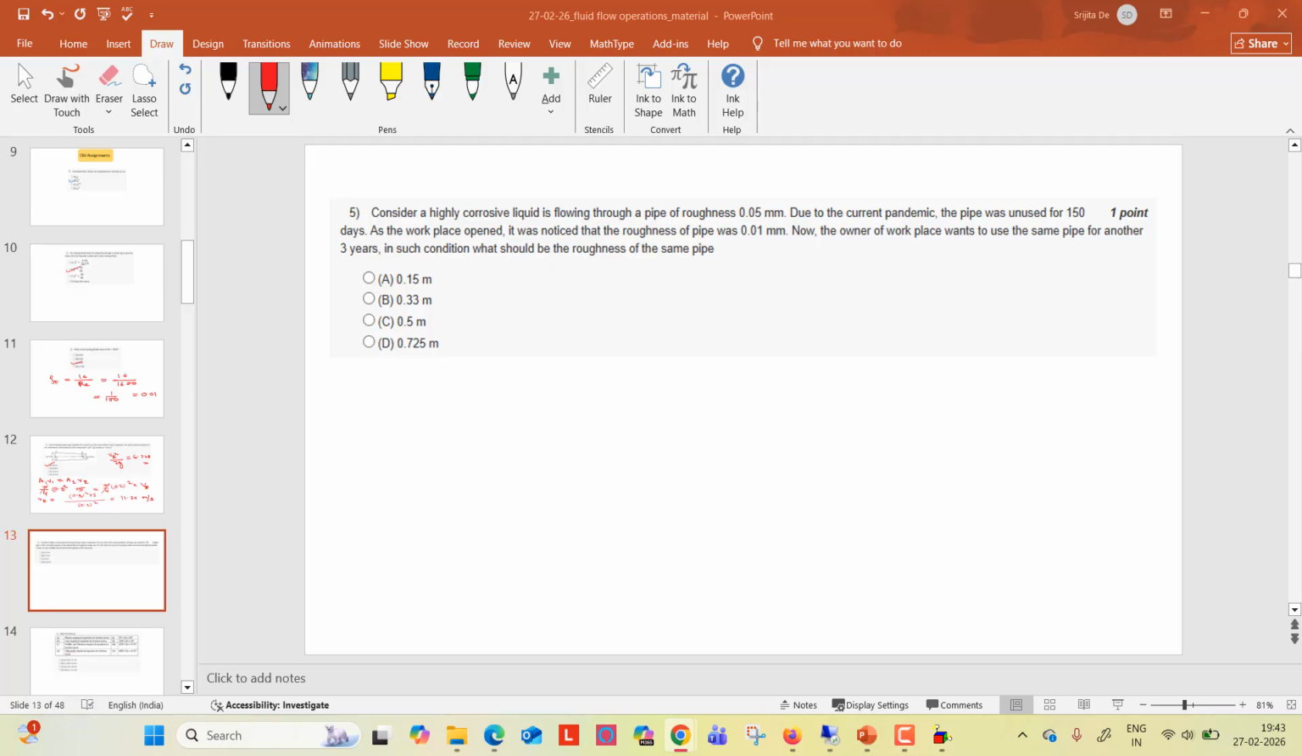So it will lead you to this equation. The initial roughness was 0.05, right? And after 150 days, the roughness became 0.1 millimeter.